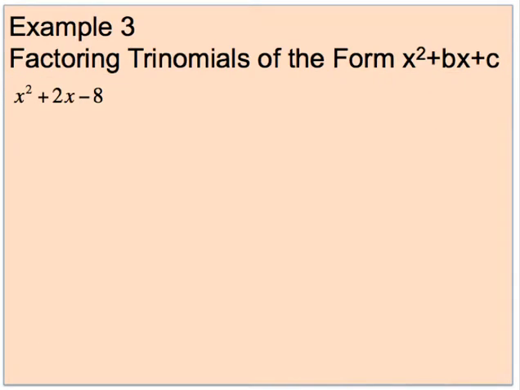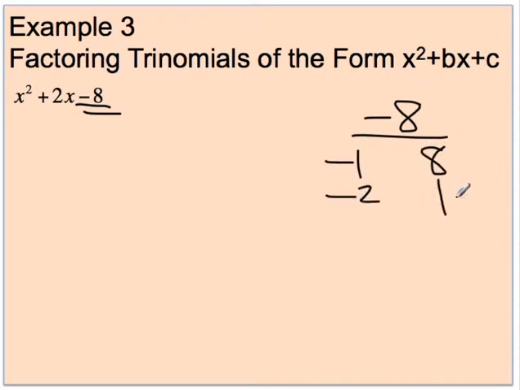So let's try another example. What we do is we take the last number, the -8, and we look for all possible pairs. We have -1 times 8. We have -2 times 4. We have -4 times 2. And we have -8 times 1.